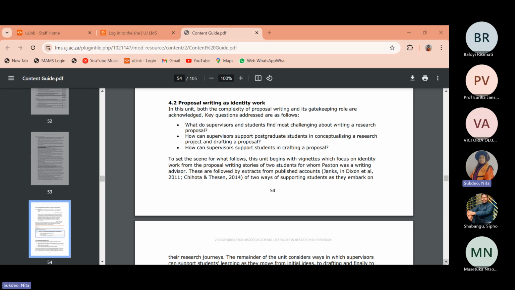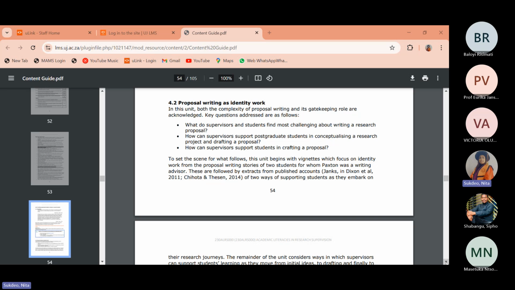So the key things to address, the key questions to ask yourself when putting your own identity into your work is, what do supervisors and students find more challenging about writing the proposal? How can supervisors support postgraduate students conceptualizing their project and drafting the proposal? And how can supervisors support students in crafting the proposal?